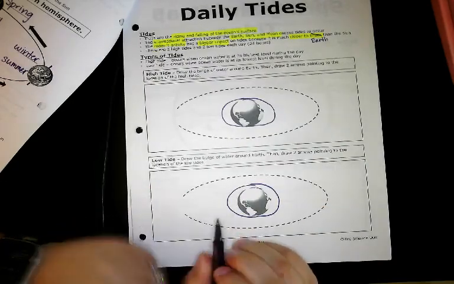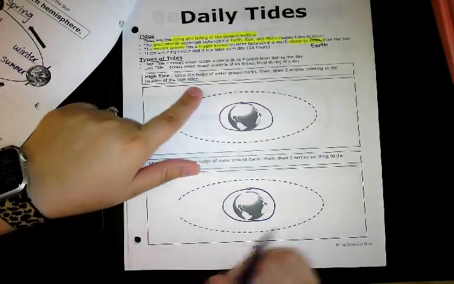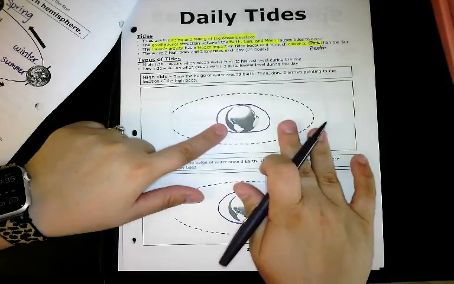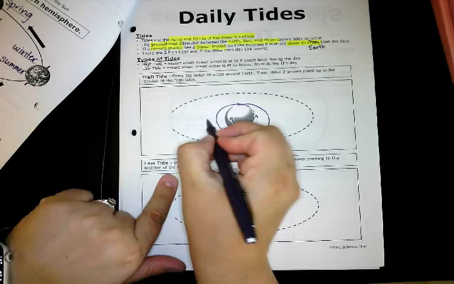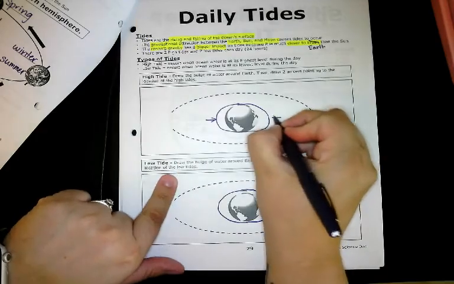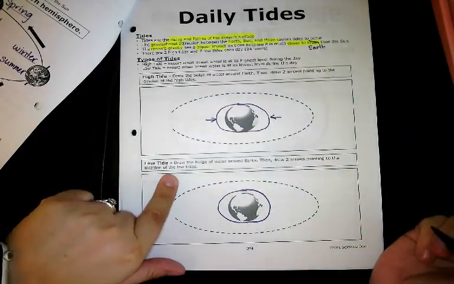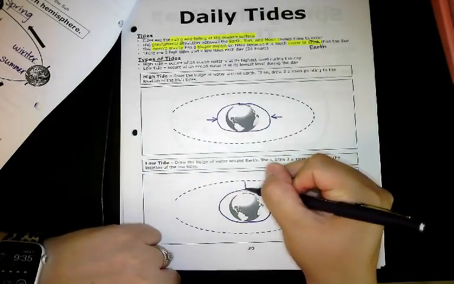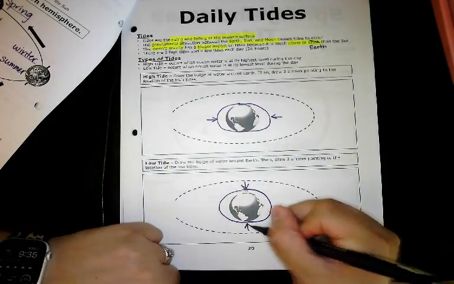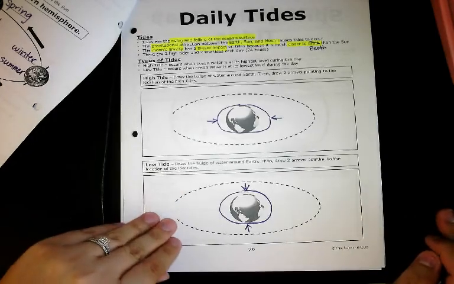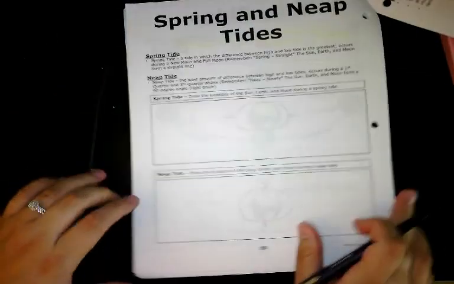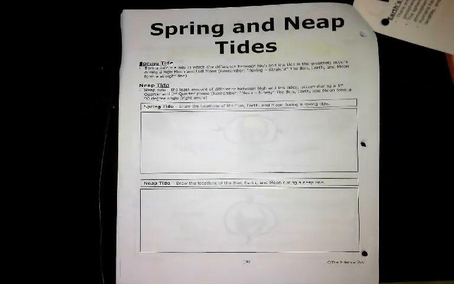And then we're supposed to draw arrows to the high tides. Well, the high tides are going to be where the water is the highest, right? So this would be high tide, and this would be high tide. The opposite on this one, it's going to be where the water is closer to the earth. That would be low tide. That would be low tide. Got it? Moving on. Here's the tricky part about tides when we get into spring and neap tides.